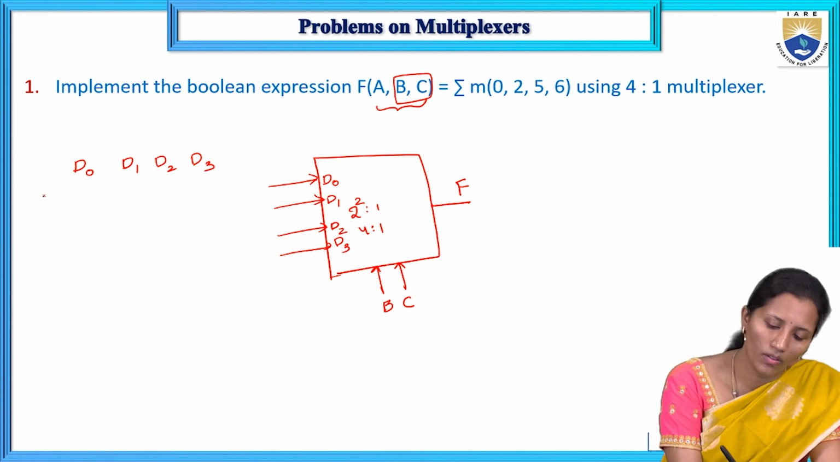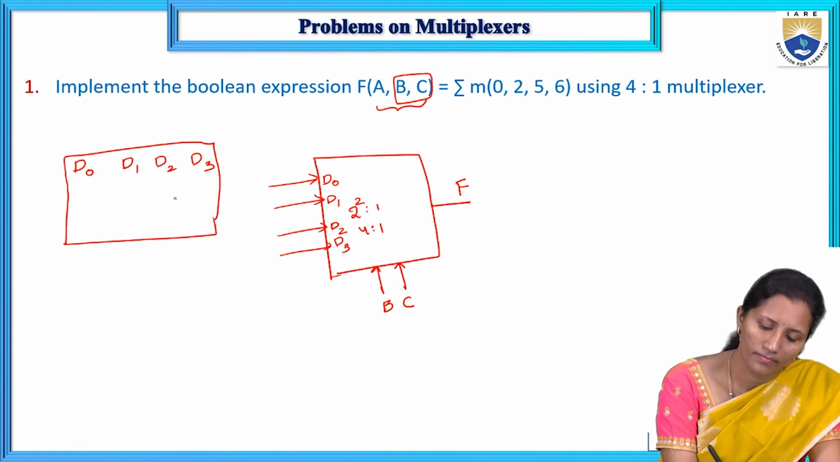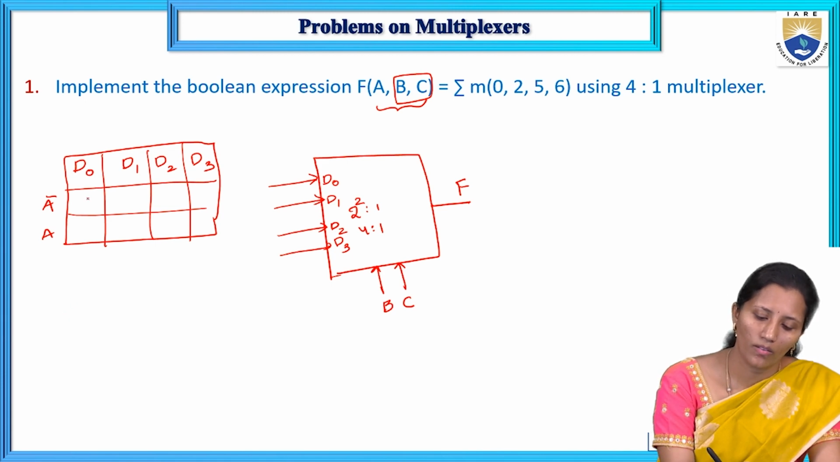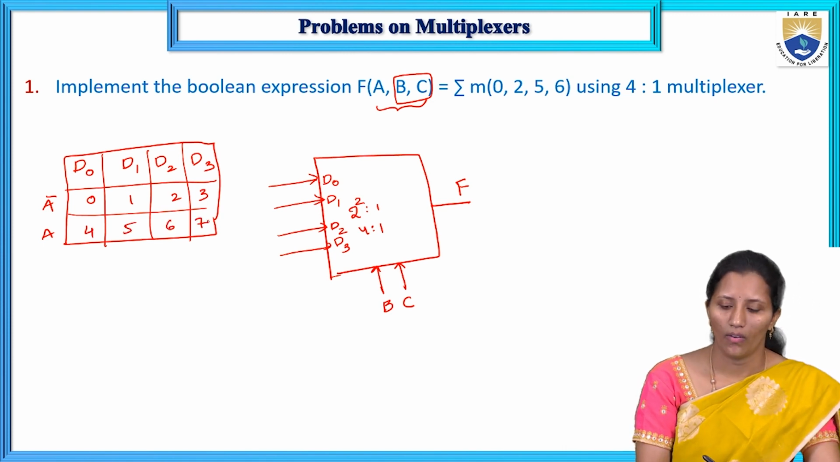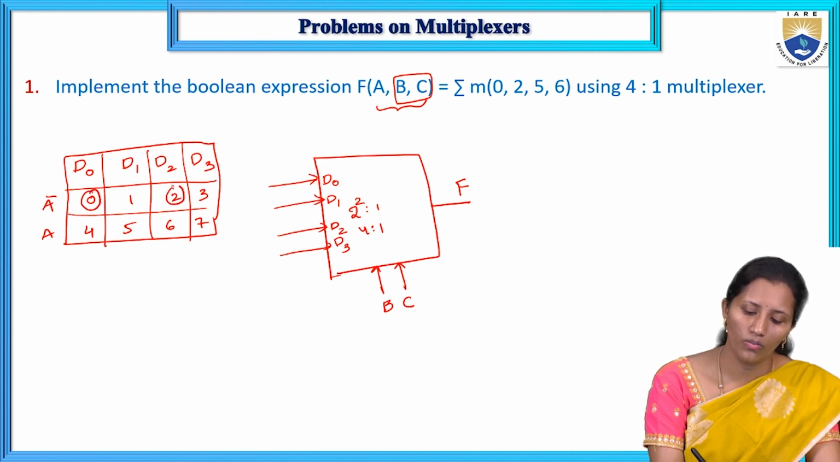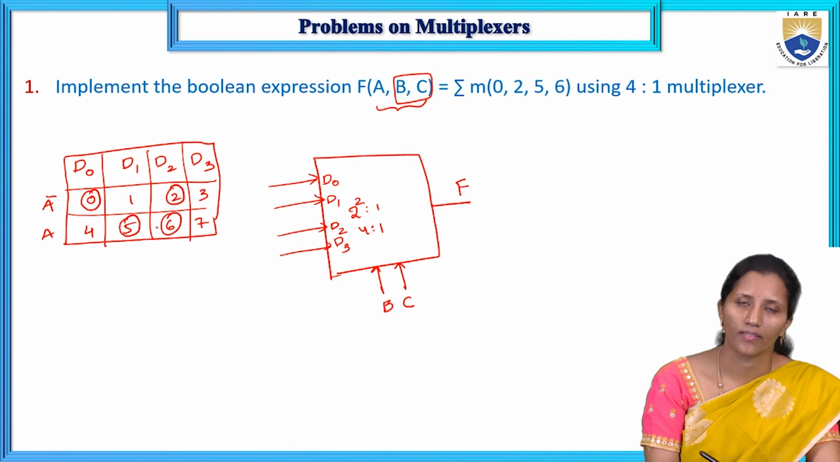Here in the first row we have to write A bar, and in the second row we have to write A. So the values 0, 1, 2, 3, 4, 5, 6, 7 we write like this. Then whatever the minterms in the Boolean expression are, 0, 2, 5, 6, we circle those minterms.